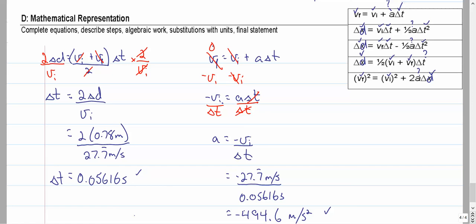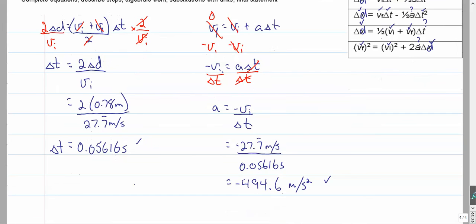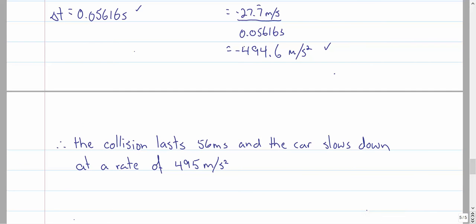And I would challenge you to try the calculations with any other of these equations, rearranged to find the acceleration. You should find exactly the same value. And so that would round out our solution. And of course, we always finish off our problems with a final statement. So our paraphrase for this problem, asking us two things, is that the collision lasts 56 milliseconds and the car slows down at a rate of 495 meters per second squared.